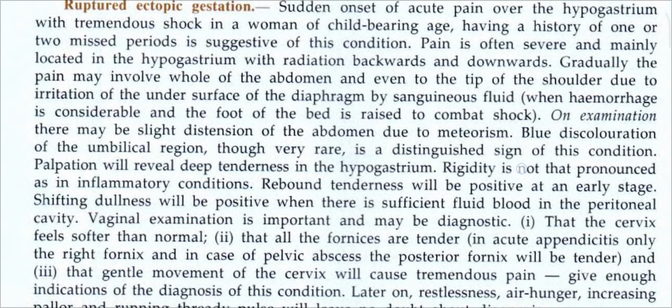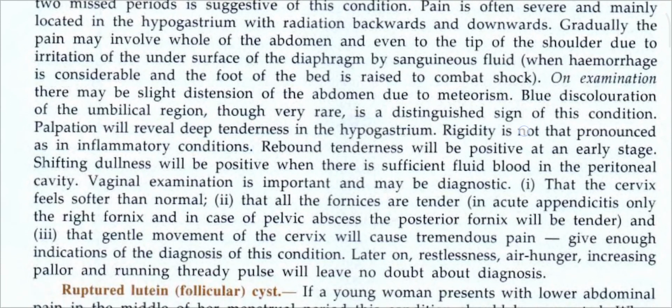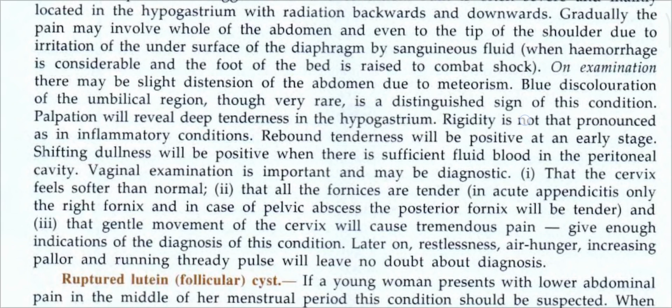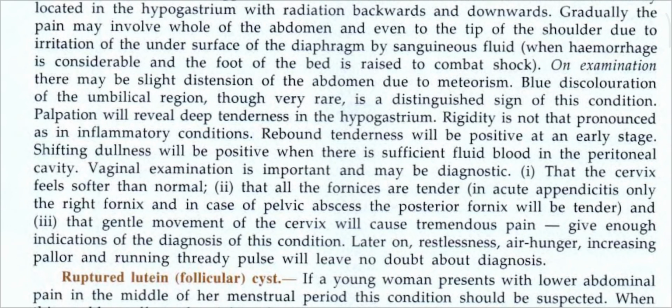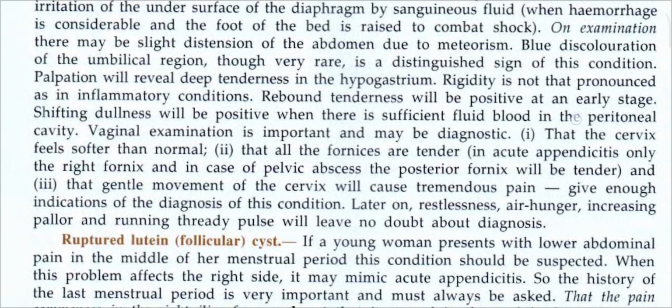When hemorrhage is considerable and the foot of the bed is raised to combat shock, on examination there may be slight distension of the abdomen due to meteorism. Blue discoloration of the umbilical region, though very rare, is a distinguishable sign of this condition. Palpation will reveal deep tenderness in the hypogastrium. Rigidity is not as pronounced as in inflammatory conditions. Rebound tenderness will be positive at an early stage. Shifting dullness will be positive when there is sufficient fluid blood in the peritoneal cavity.